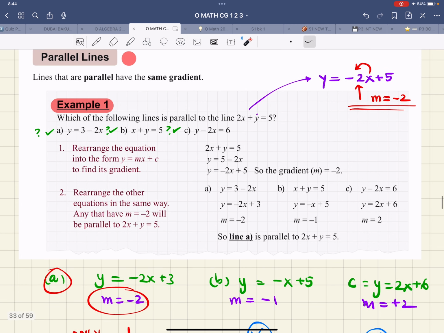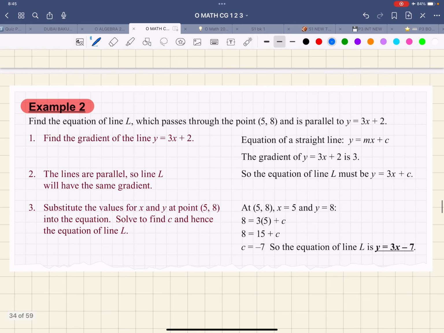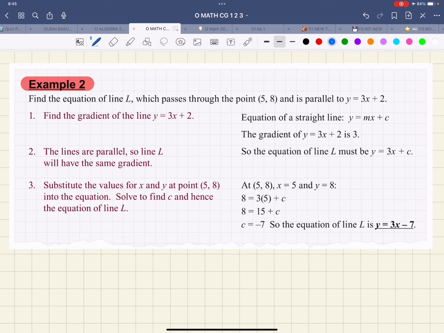So basically, it's about rearrangement of the form y = mx + c, and then we'll just focus on the coefficient of x. So that's how we will know that the lines are parallel. Now, another type of question, which is very, very common, is: find the equation of line L which passes through this point and is parallel to this one.